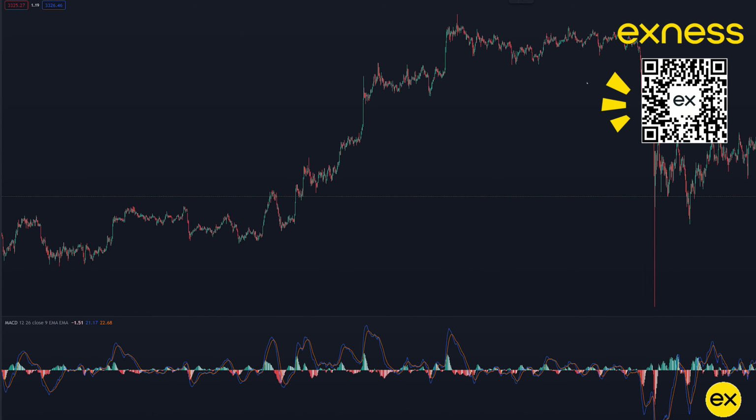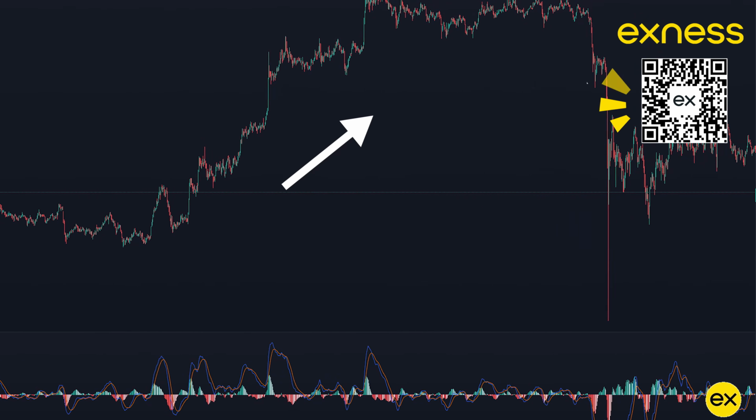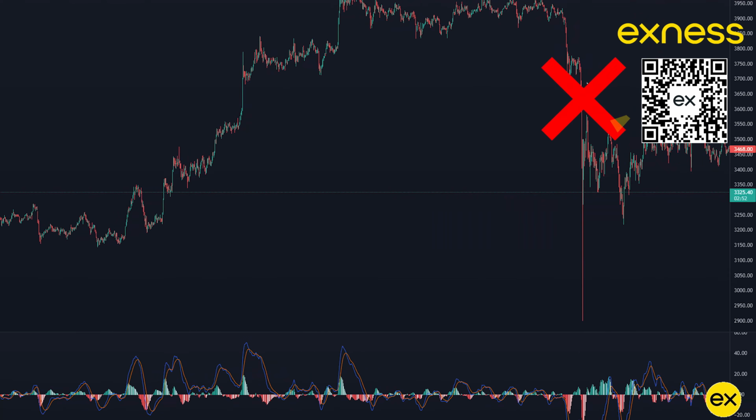A simple fix to this issue, for example, if we're trading long, we only want to trade if the market is in an uptrend. You never want to trade against the trend because the odds will always be against you.